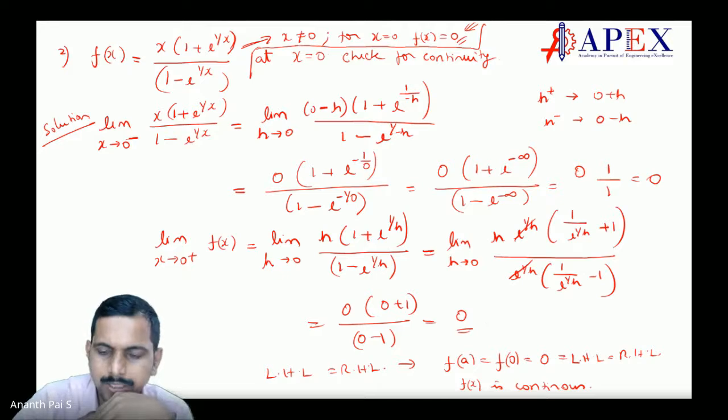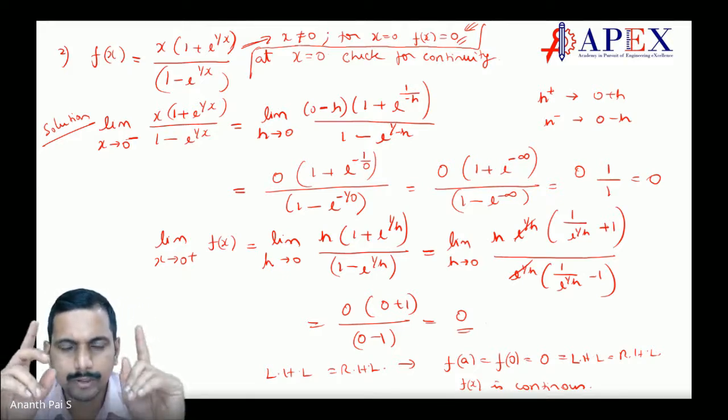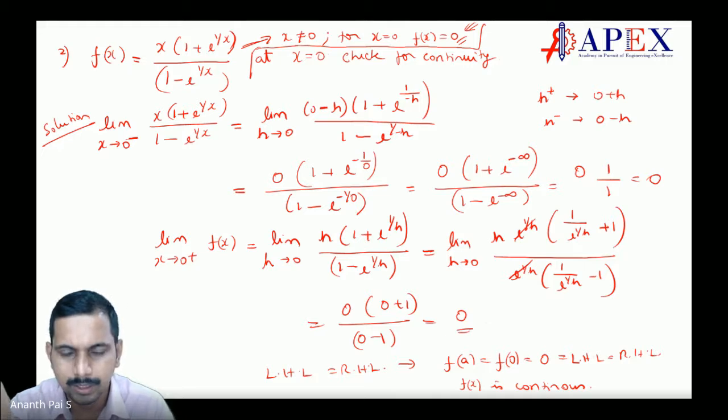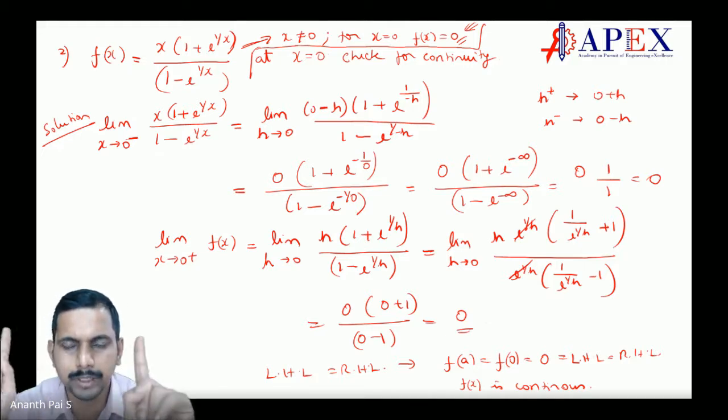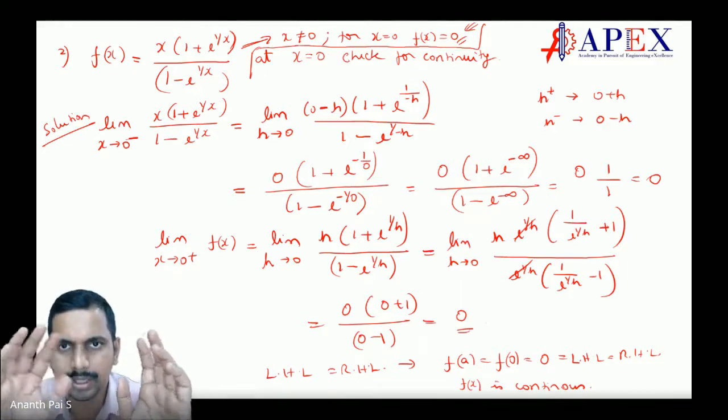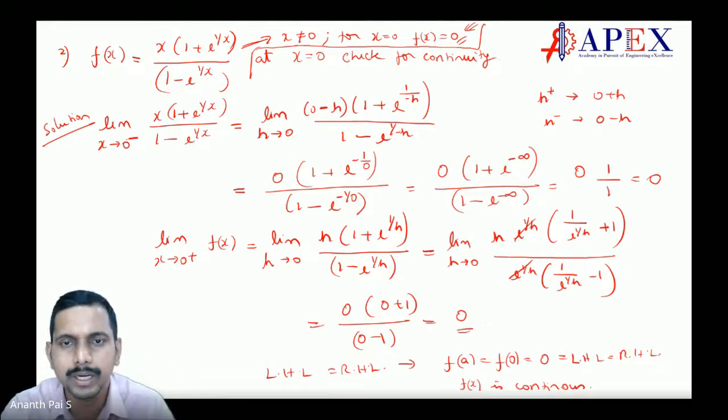So that part. Yes, because what happened? Three conditions are there. First of all, left hand limit should exist, right hand limit should exist. Second condition, left hand limit should be equal to right hand limit. Third condition, the limit should be equal to the function at that point. Three things. All the three are done.